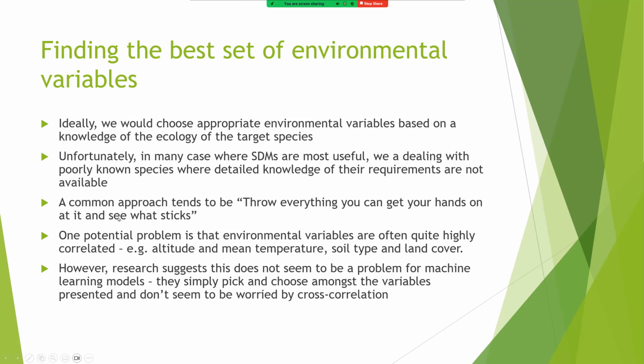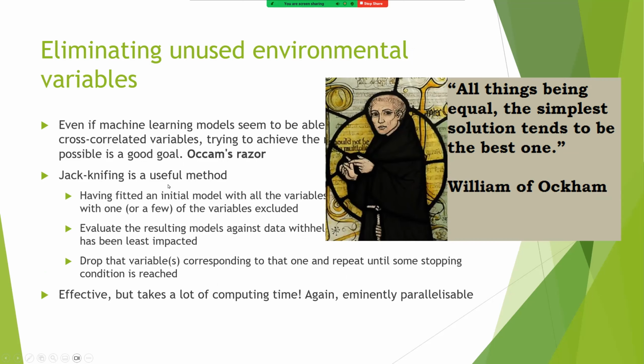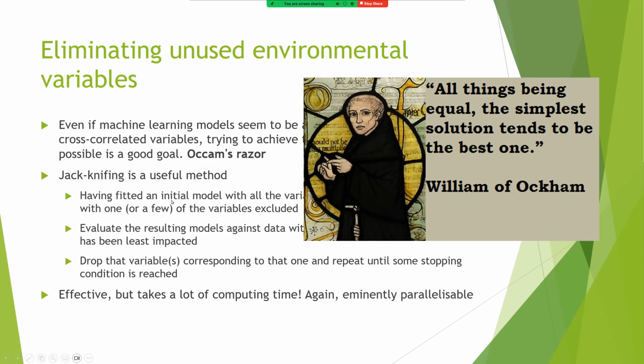This can cause quite a problem for some methods, particularly regression-based methods, but researchers suggested it doesn't really seem to be a problem for machine learning models. They simply pick and choose amongst the variables you've given it, and they don't seem to be bothered by cross-correlation of this sort. But even so, it would be nice to achieve the most parsimonious model possible. Occam's razor, so good old William of Ockham, and all things.